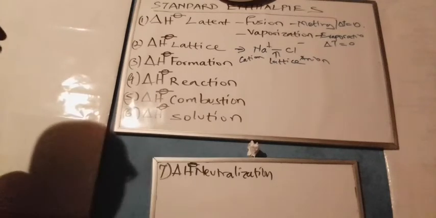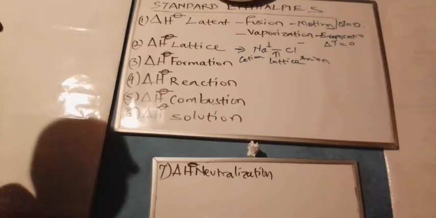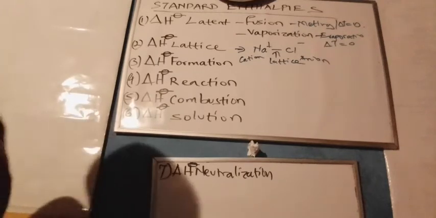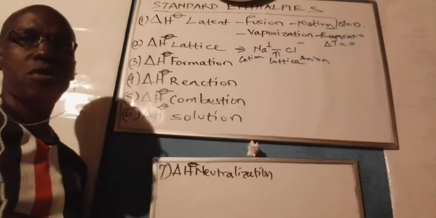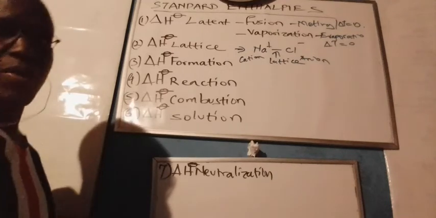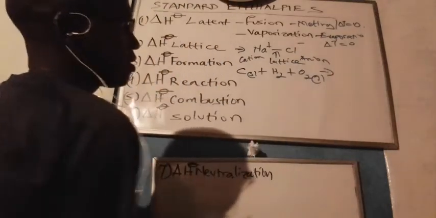3. The standard enthalpy of formation. The standard enthalpy of formation is said to be the least quantity of energy required to form 1 mole of a substance from its pure elements. For example, we saw earlier that when carbon combines with hydrogen in the presence of oxygen, the 3 species interact with one another, forming ethanol.